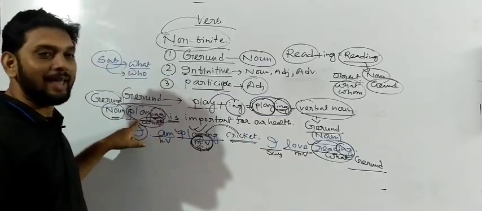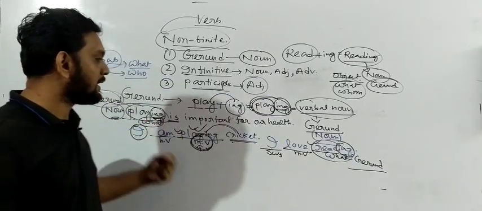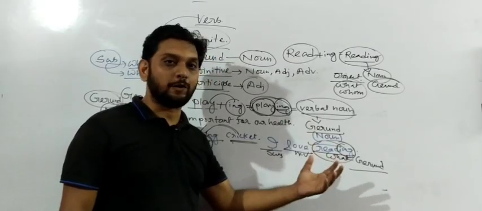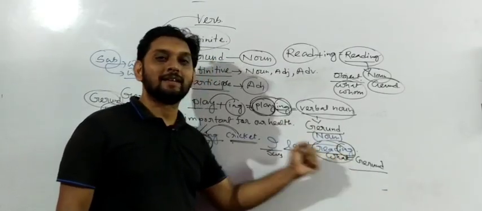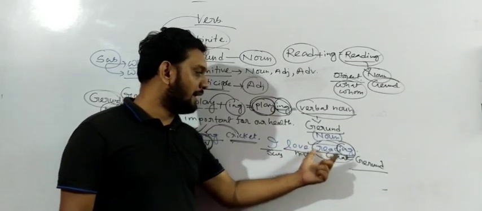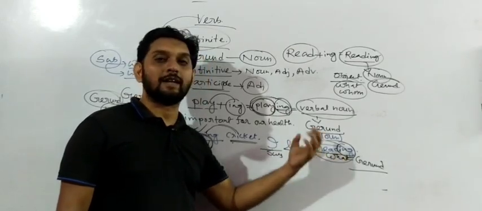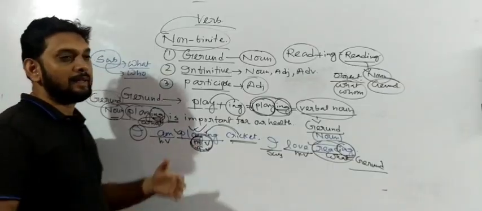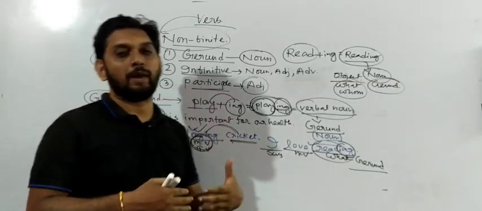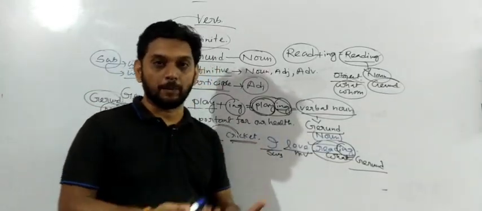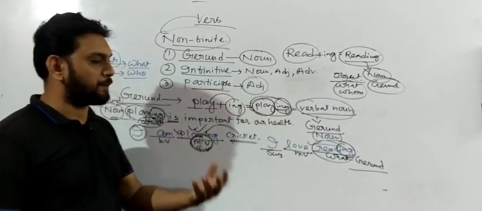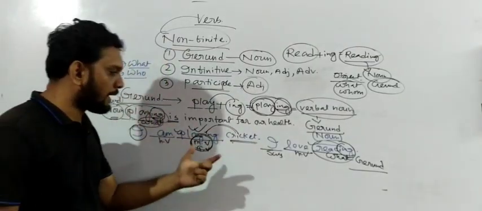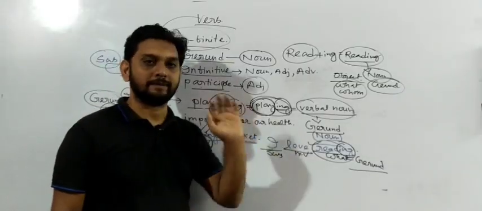Here playing acts as a noun of a sentence. Here reading acts as the object, but it is the gerund form. So a gerund always acts as a noun. So in I love reading, reading is a gerund, that means the noun form. Got my point? And you should always remember that nouns and pronouns always act as subject and object. So I have written over here: playing is important for our health. Second one: I love reading.